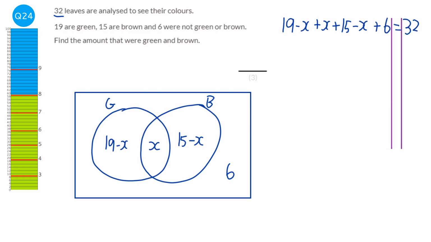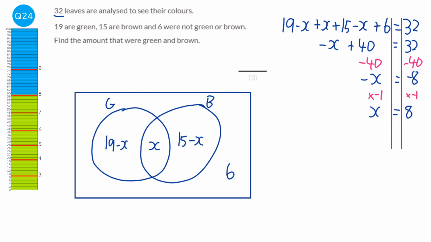So we've got minus X and minus X, so that will be a minus X. And we've got 19 plus 15 plus 6, which will be 40, equals 32. We're going to take away the 40 both sides. And we can just times by minus 1 both sides to make them both positive. So now we know X is 8, we can start filling in the Venn diagram.